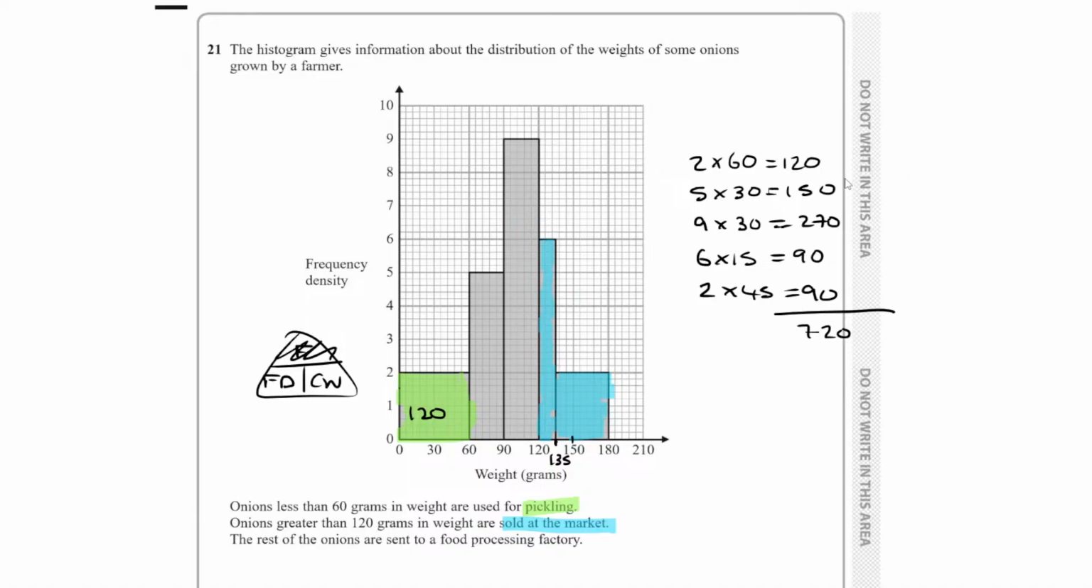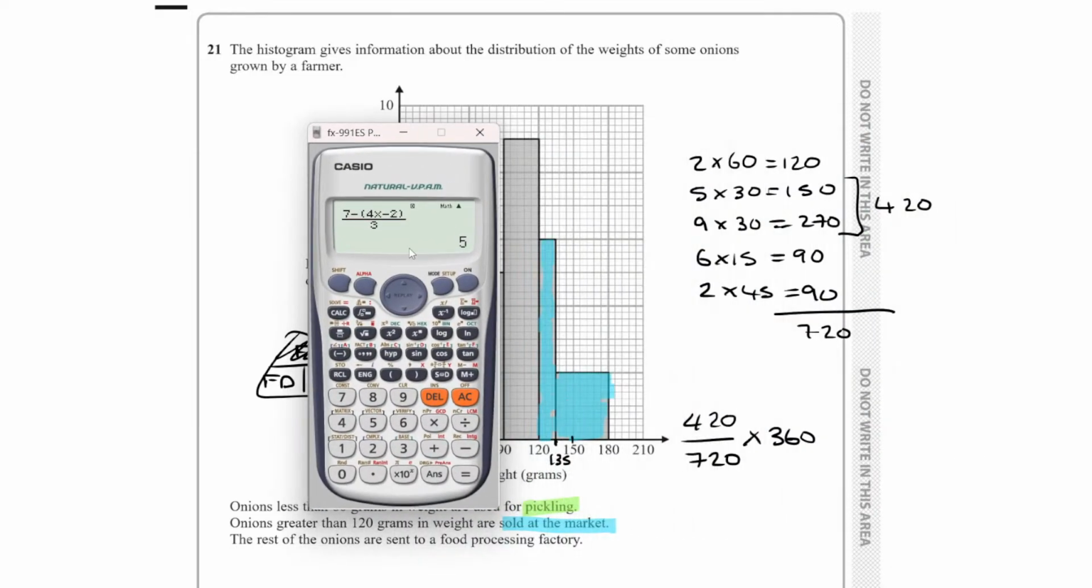So what was that? These two here, wasn't it? And if you add those up, you get 420. So out of all of them, 420 out of 720 are going to the food processing factory. And then because it's a pie chart and we're looking at angles, obviously angles around a point are 360. You can just times that by 360, because this is your portion, isn't it? This fraction here, and then it's out of 360 degrees.